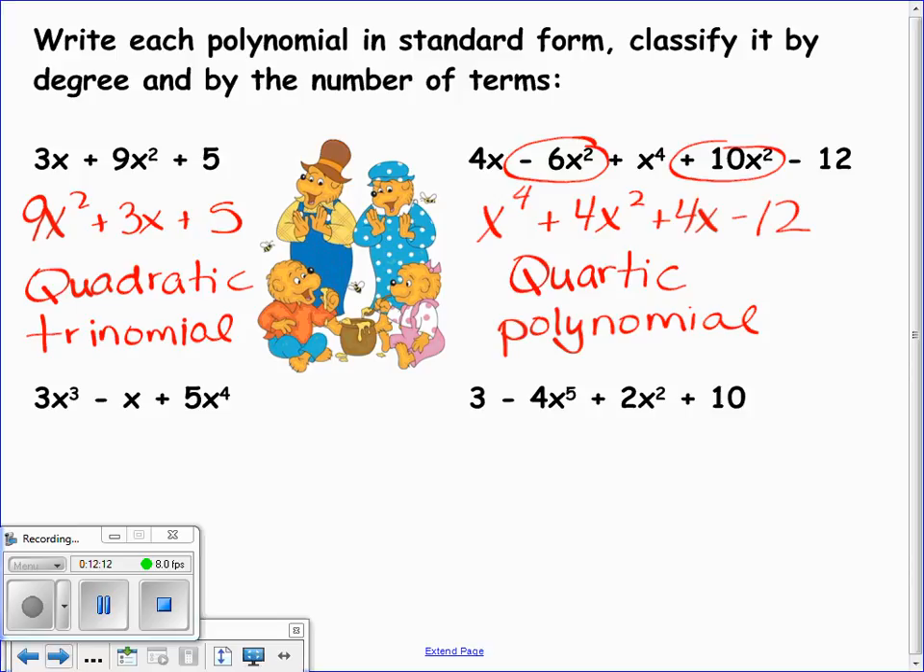All right, what order should this one be written in? Good. By its degree, you would call it quartic. Quartic. And what do you call it by terms? Trinomial. It's got 3 terms.